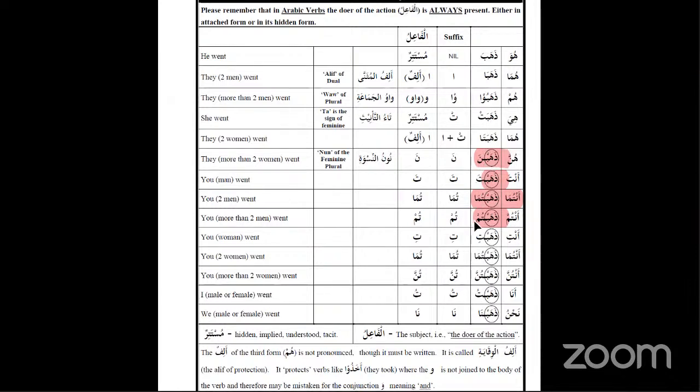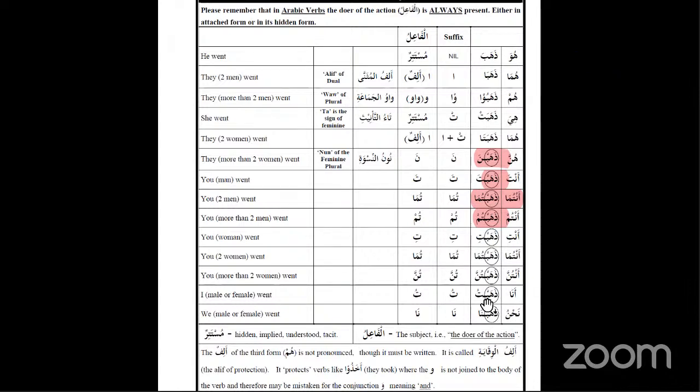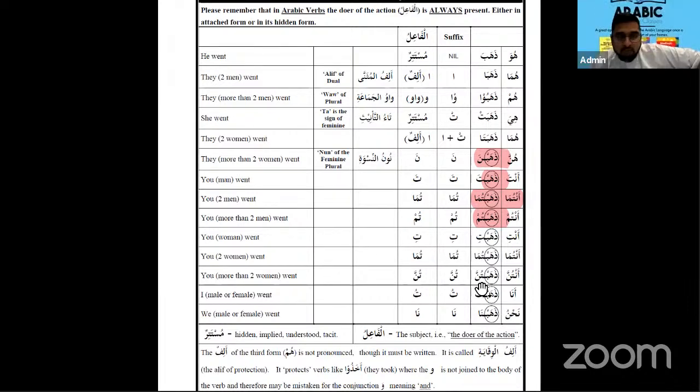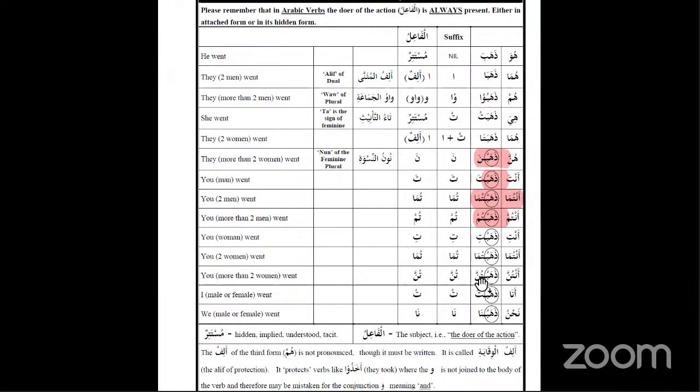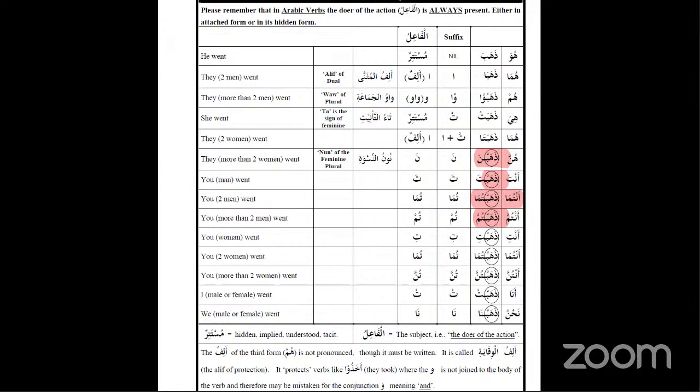And the next remaining eight have the ba with a sukoon: ta, tuma, tum, ti, tuma, tunna, to, and na. So dhahabna, we went. Dhahabto, who went? ذهبت, I went. And dhahabtunna, ذهبتن, you all females went. Dhahabtum, you all went.